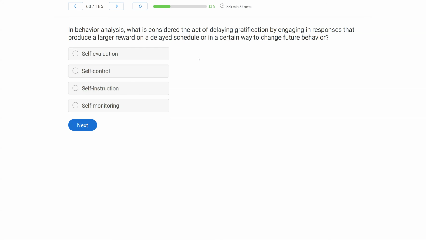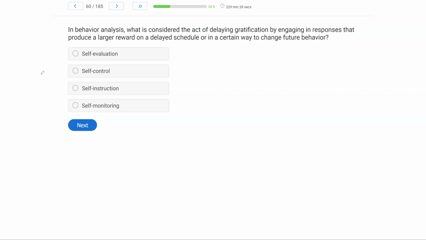In behavior analysis, what is considered the act of delaying gratification by engaging in responses that produce a larger reward on a delayed schedule or in a certain way to change future behavior? So just kind of a straightforward definition question, because after all, we are practicing, we are preparing, and so we want to be very clear what we are talking about when we think about self-management and self-control.